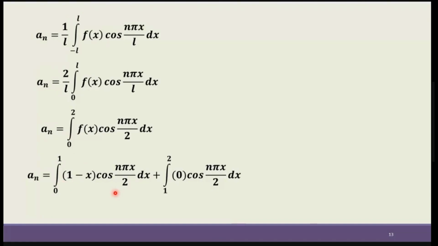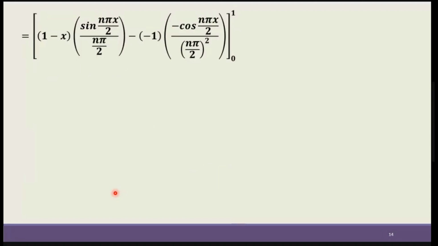Use u into v and try the answer. u into v use करना है. u integral v minus इसका derivative इसका integration 2 upon n pi. Okay. Apply the upper limit, lower limit and check the value of an.